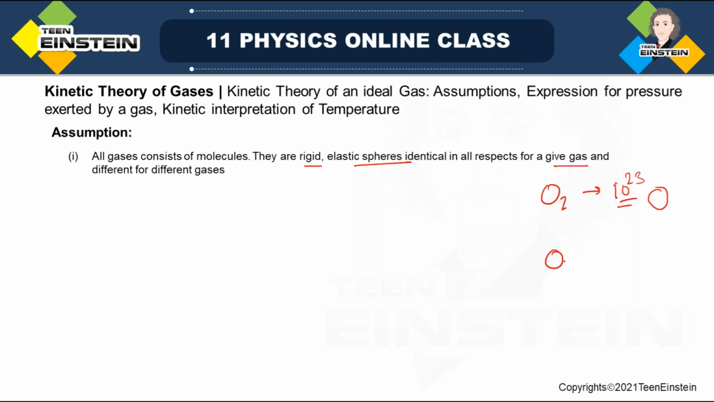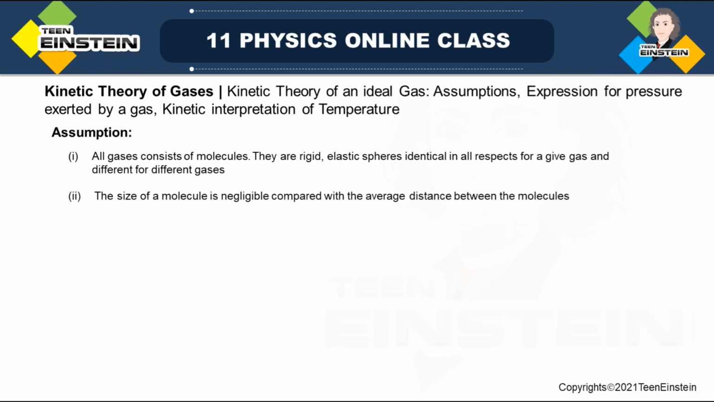But if I take oxygen and nitrogen, then the molecules are rigid, elastic, everything is fine, but they are not identical. Okay, so this is what is stated in this assumption. The elastic spheres are identical in all respects for a gas and different for different gases.